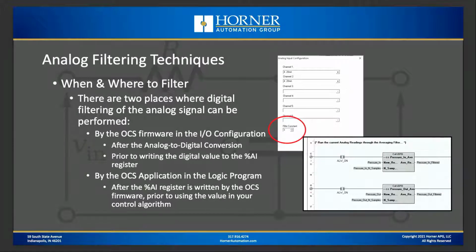The second place you can perform your filtering is in your logic program. In that scenario, you're taking the AI value that came in from your analog to digital conversion, performing filtering on that value, and then creating a new variable in your program that you're going to use in your control algorithm. So those are the 2 different places you can do your filtering, and we're going to show both.